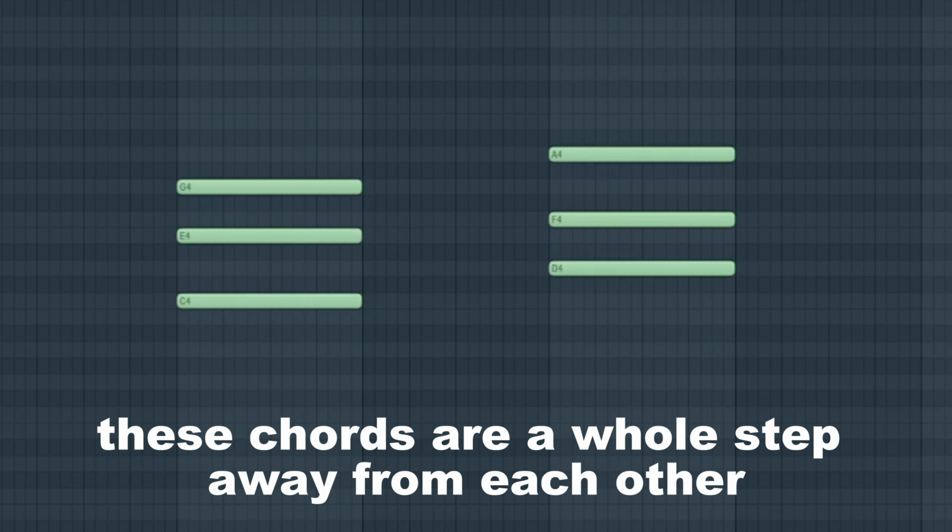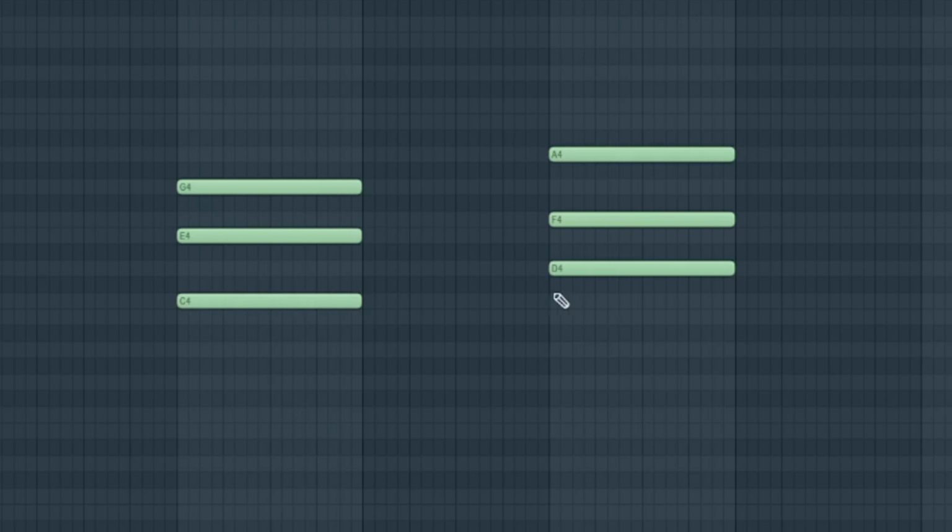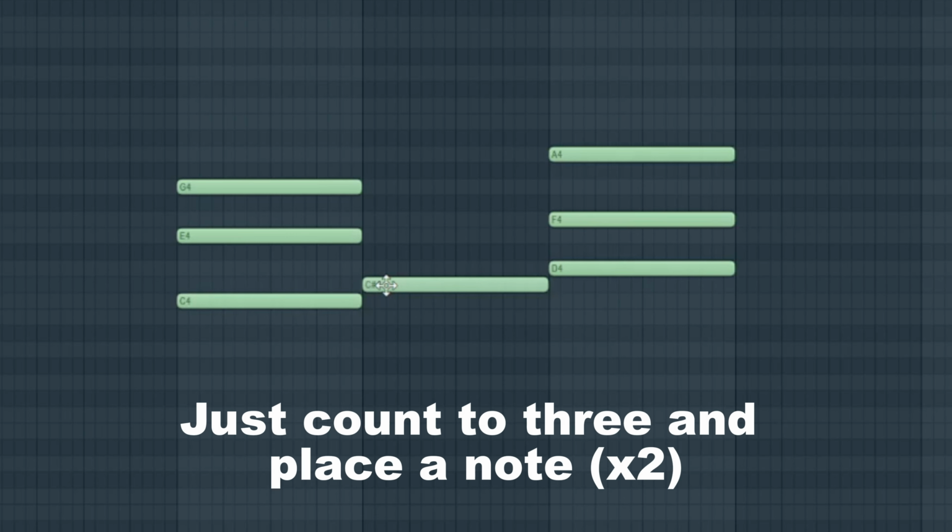So when do you use these chords? Diminished chords work really well as passing chords. So if you have two chords that are a whole step away from each other, you can use a diminished chord as a passing chord. All you have to do is find the note in between them, and this will be the root note of your diminished chord. Then you can just build out the rest of your diminished chord.